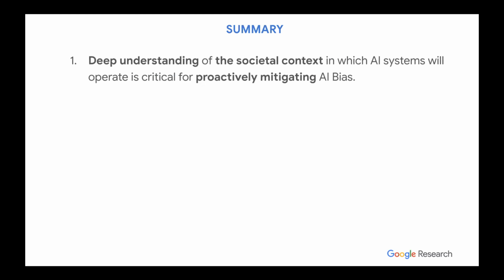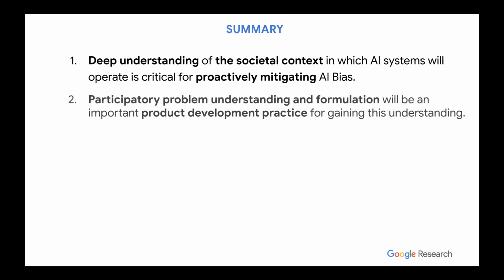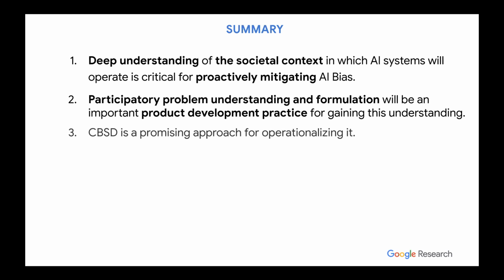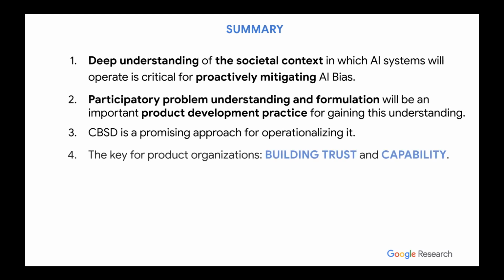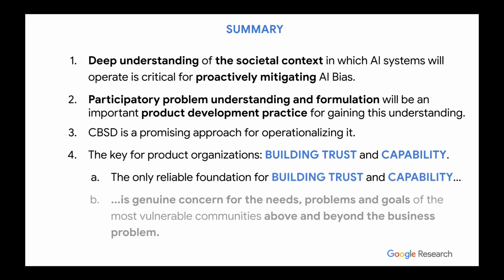So the summary of what I covered today is that there's a requirement of a deep understanding of the societal context in which we're going to be deploying these AI systems. If we want to proactively mitigate bias, we have to have that understanding. We think a participatory problem understanding and formulation sub-process is going to be important to add to the existing product development process for getting this understanding. And we're really convinced that community-based system dynamics is going to be a promising approach for operationalizing this.